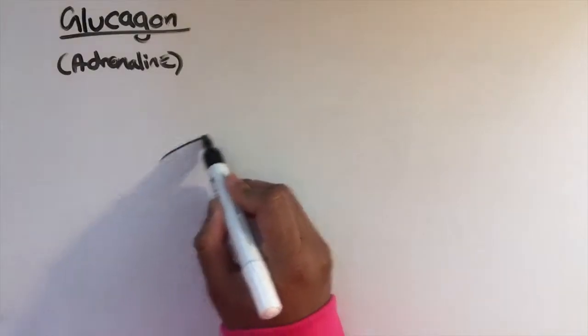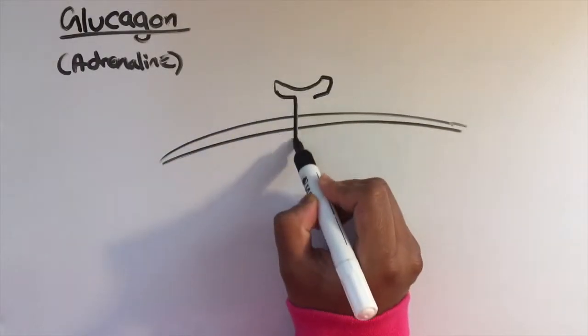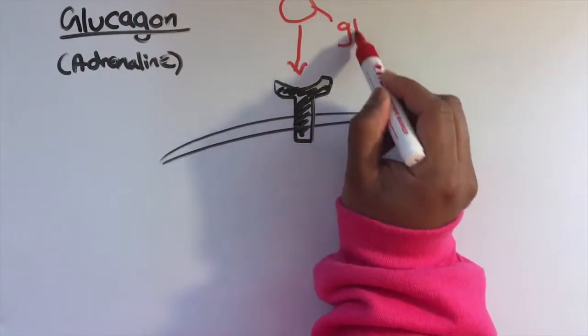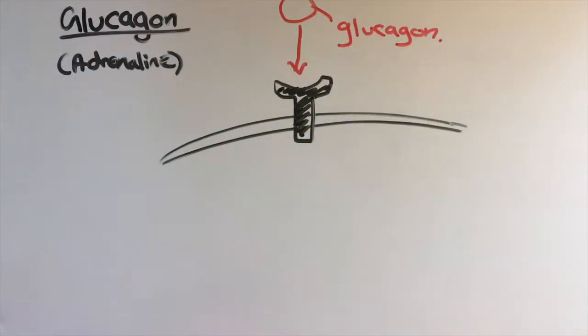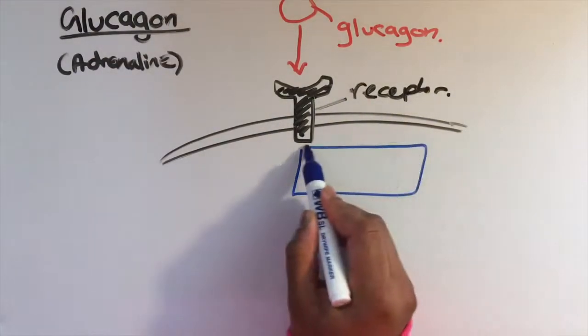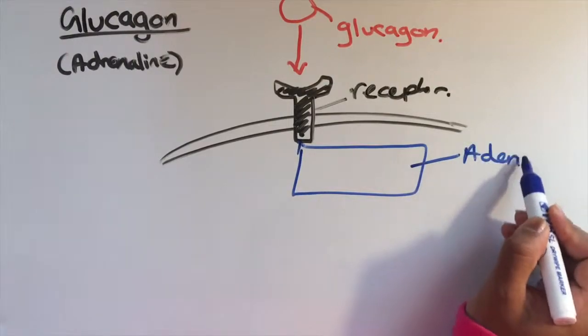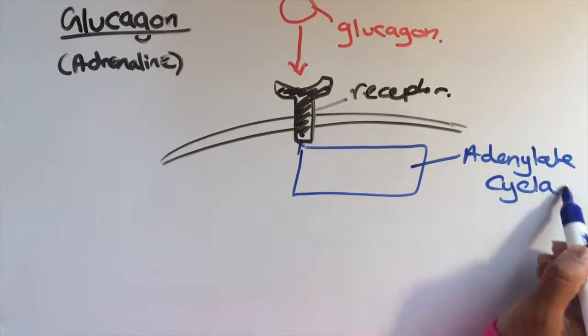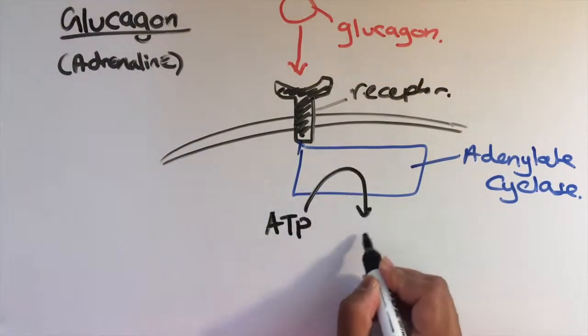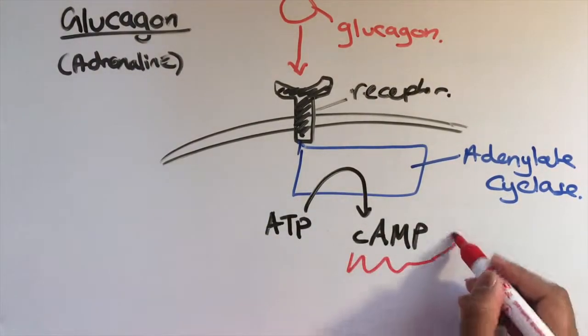So now let's focus on how glucagon actually works. Here I'm going to quickly sketch the cell membrane and the receptor. So there's a receptor on the cell membrane of a cell. Glucagon binds onto this receptor, causing a conformational change. This then activates an enzyme called adenylate cyclase. Adenylate cyclase converts ATP into cAMP.